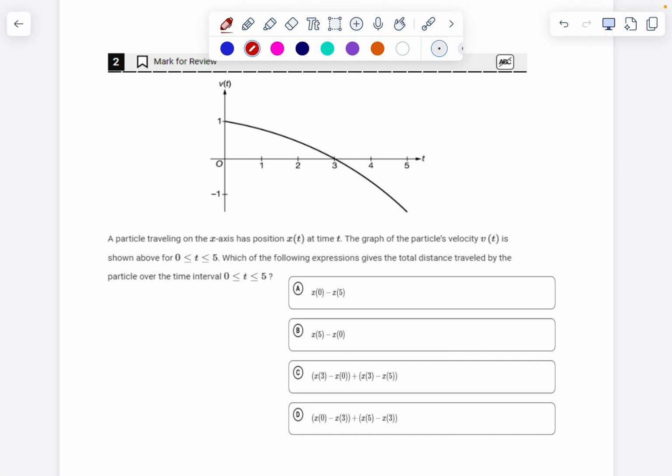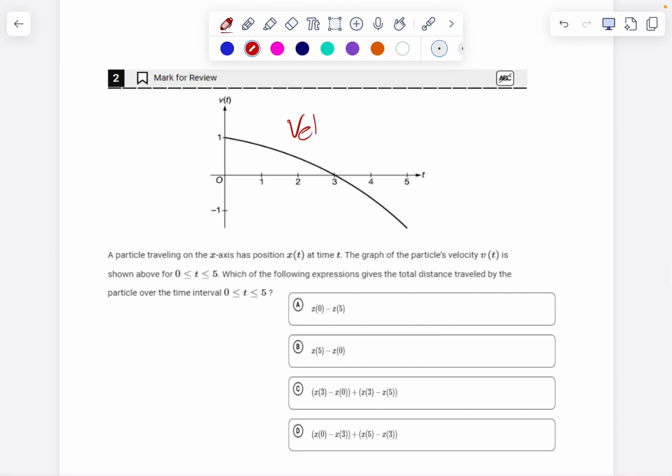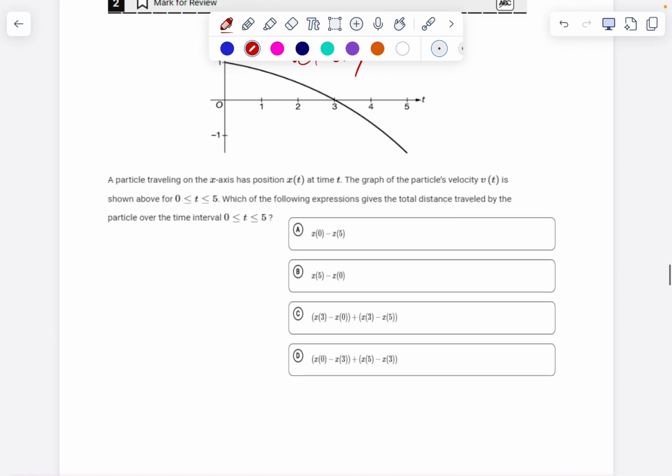Just go. All right, everybody have a chance to read it? So, the graph represents what? Remember, when you're given a graph, go label that this is a velocity graph. Or if it says this is f prime, not f, or whatever, go ahead and label that. Okay, it says the graph of the particle's velocity is shown. Which of the following expressions gives the total distance traveled by the particle over the time?